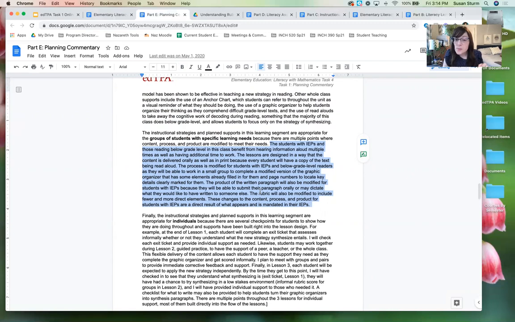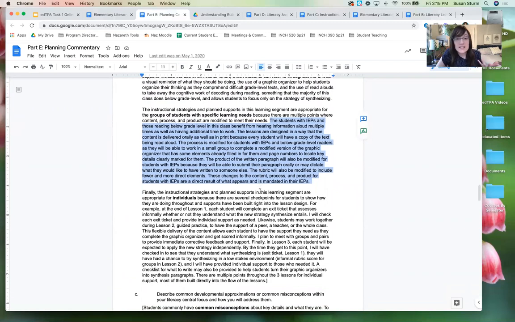They're able to work in a small group. They have a modified version of the graphic organizer that already has some elements filled in. The product of the written paragraph is modified for them. They can orally dictate. The rubric is modified for them. So we've got changes to the content, the process, and the product. This is where your accommodations and your modifications come in.